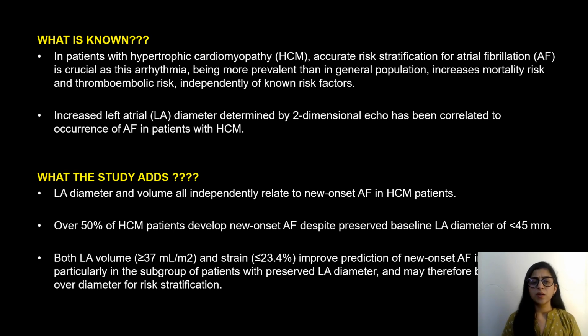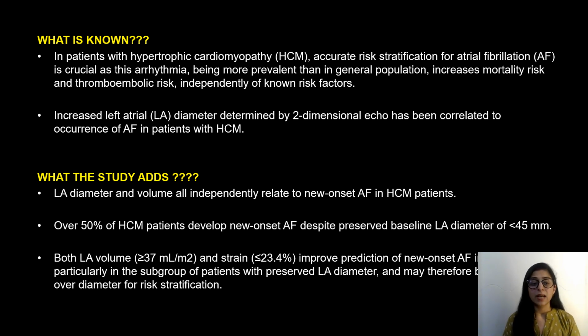So what was already known to us: in patients with HCM, accurate risk stratification for AF is crucial, as this arrhythmia, being more prevalent than in the general population, increases the mortality risk and thromboembolic risk independently of known risk factors. Increased LA diameter determined by two-dimensional echo has been correlated to occurrence of AF in patients with HCM. This is already known to us.